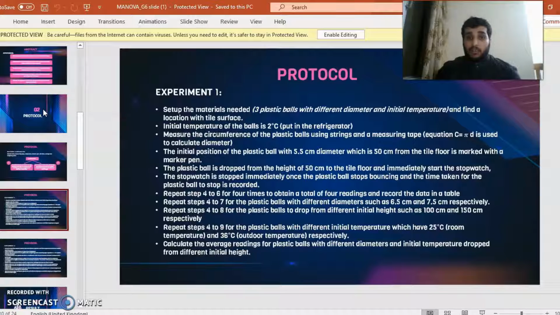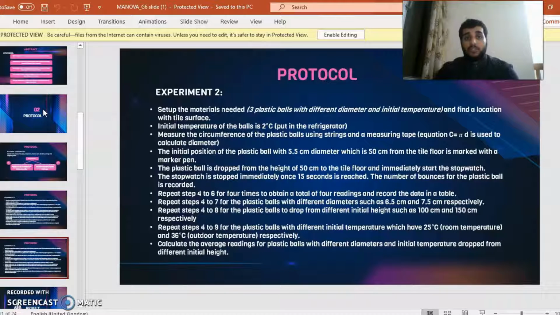We have to start the stopwatch when the plastic ball is dropped from the height of 50 centimeters to the tile floor, and we have to stop the stopwatch immediately once the plastic ball stops bouncing. And we have to repeat it 4 times to obtain a total of 4 records and record them in a data table. We have to repeat all of these steps, repeat steps 4 to 9, for the plastic ball with different initial temperature. After that, we have to calculate the average for all the balls.